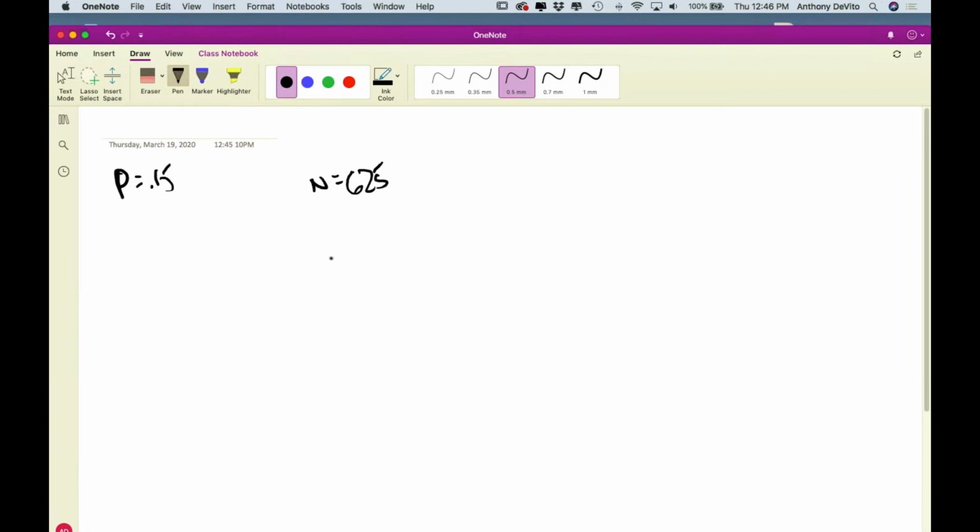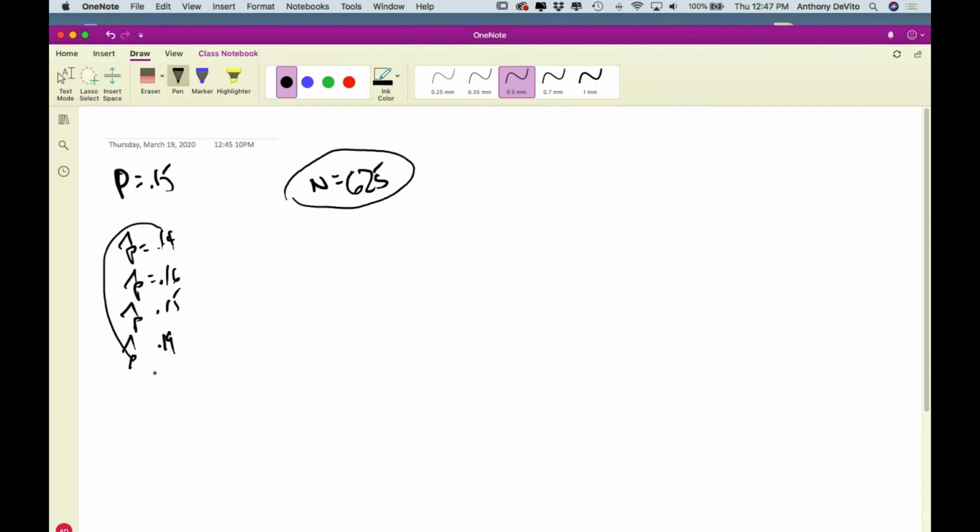So what would our standard error be if we took repeated samples? Like our first sample, p-cap in our first sample might come out to be 0.14. P-cap in our second sample might come out to be 0.16. P-cap in our third sample might be 0.15. Our next sample might be 0.19, so on and so forth. What would our distribution look like if we took repeated samples of size 625 from this population? In this case, we know what the proportion is. What would this distribution of samples look like?